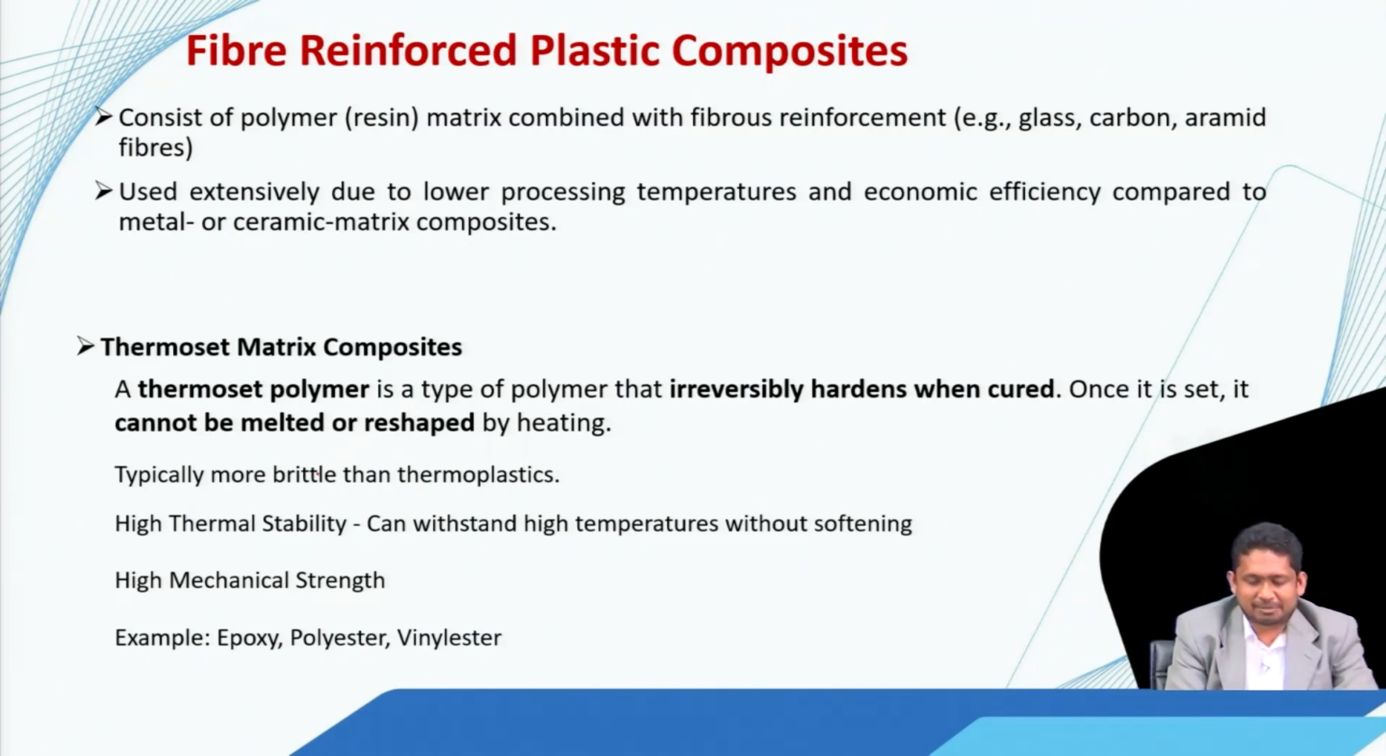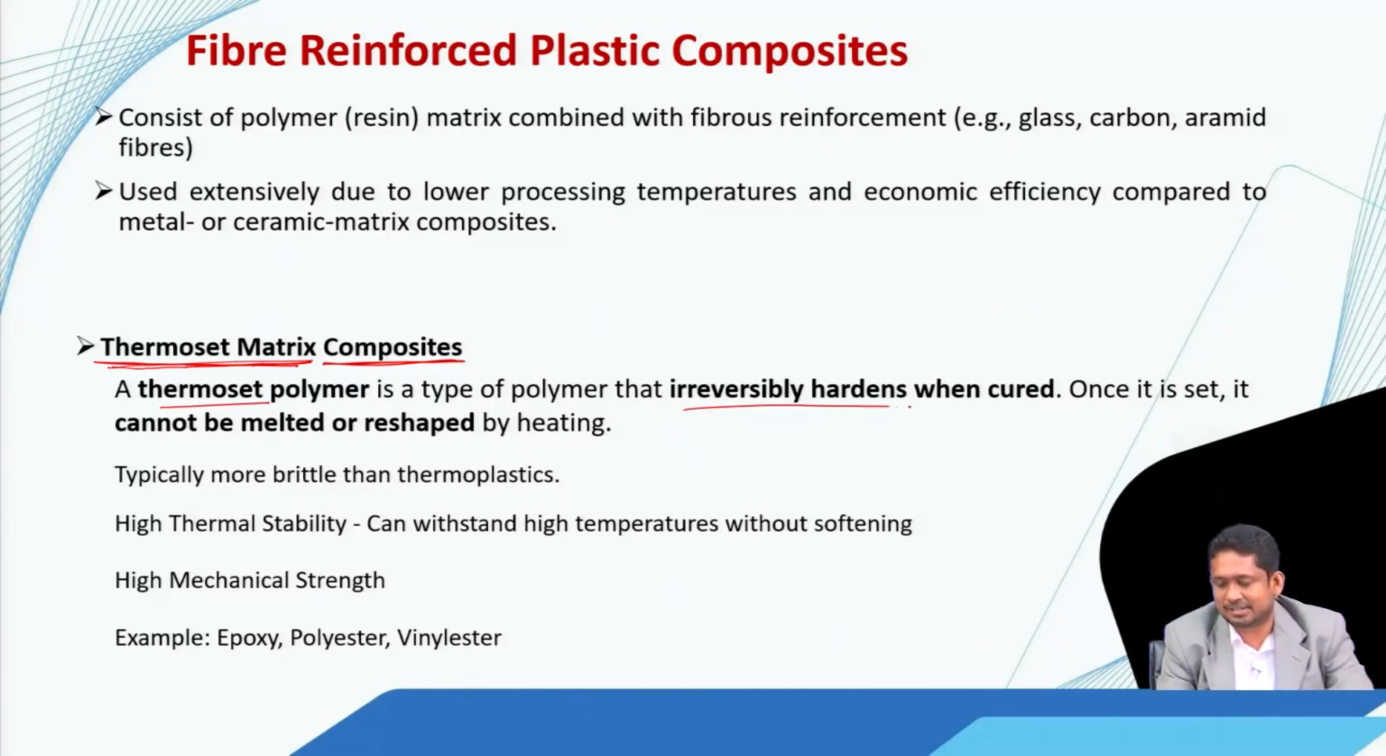So, again there can be two types of polymers. One is thermoset matrix. That is the matrix of thermoset polymers, and the composite that we get is called thermoset matrix composite. A thermoset polymer is a type of polymer that irreversibly hardens when cured. So, there is something called curing of this polymer. Initially the polymer or resin that we get is in liquid form, and after composite fabrication, the liquid gets hardened and it holds the composite, and we get a solidified composite.